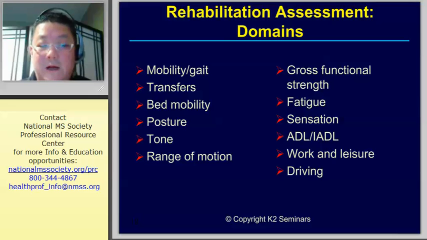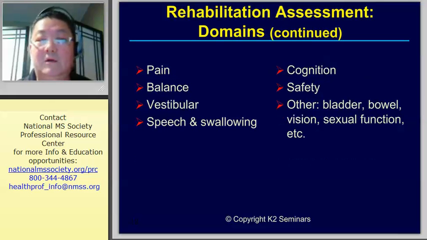ADLs and IADLs are also something you want to work on. Work and leisure. For folks that are unable to get going and do some activity that they like, depression will start to occur. With depression occurs decreased mobility. With decreased mobility, decreased function. So you can see that vicious cycle. Therefore, that becomes important as well.